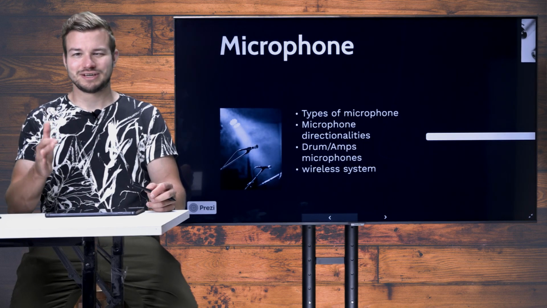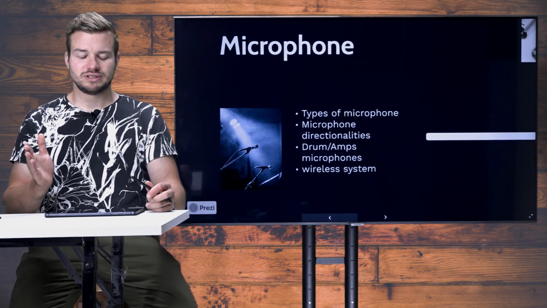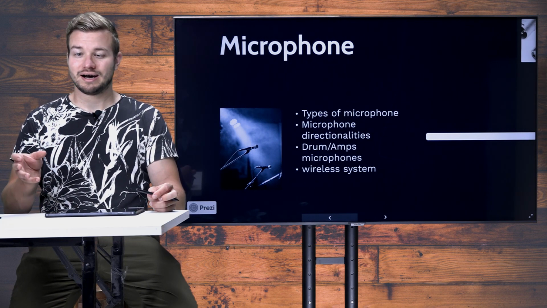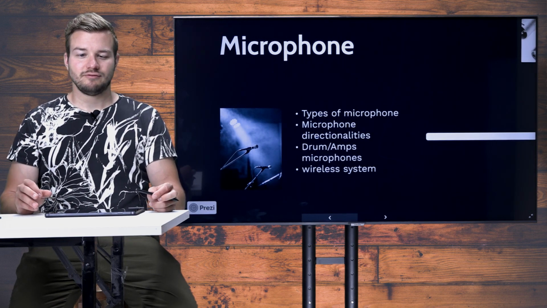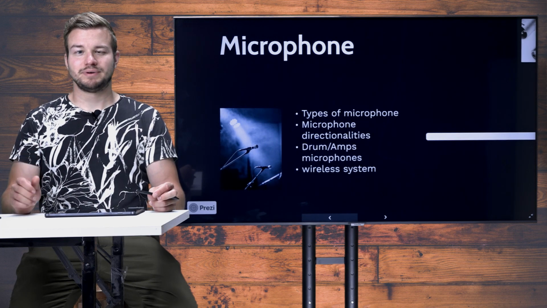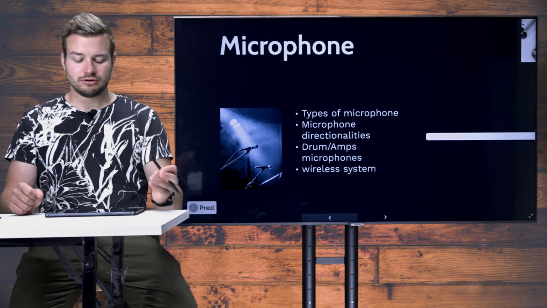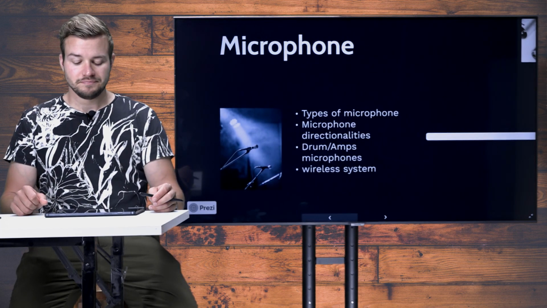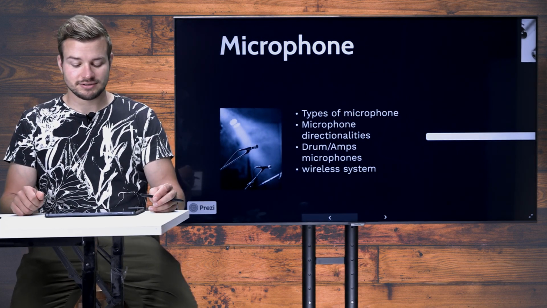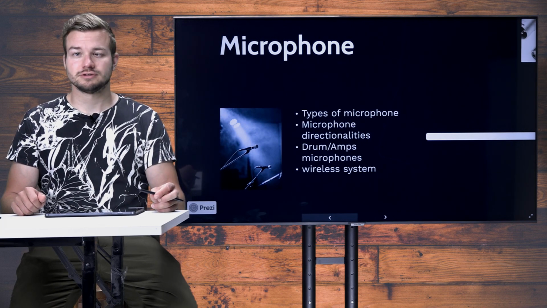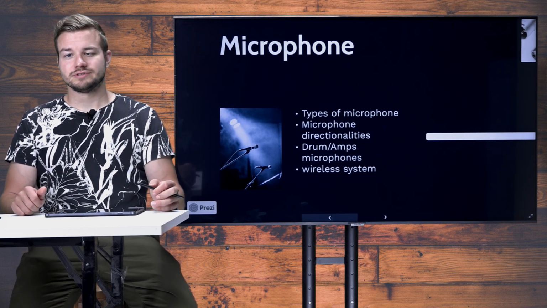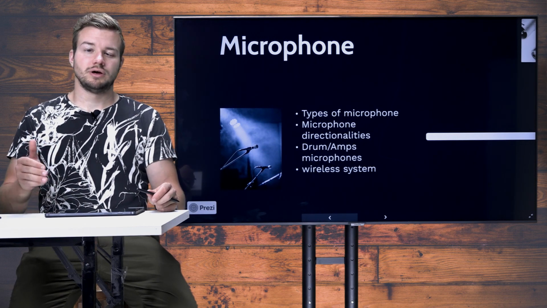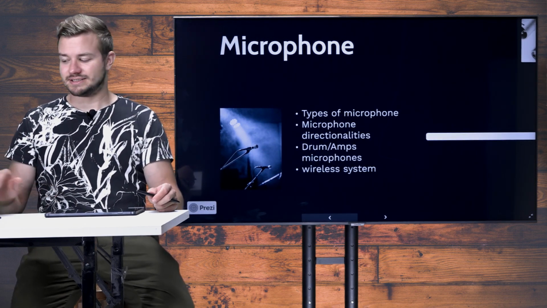There are also different directionalities we have to differentiate between, and we also have to know how we use mics when we want to use them as a pickup for instruments. So how do we do drum miking, how do we use microphones for amps, let's say for electric guitars and so on. And of course there are also wireless systems, so we will talk a little bit about what wireless systems exist and what you should pay attention to when you use wireless systems.